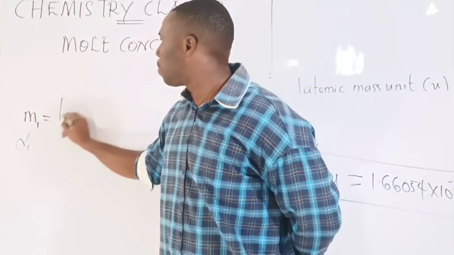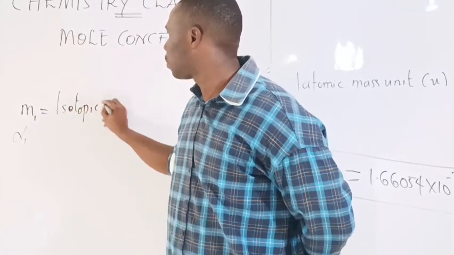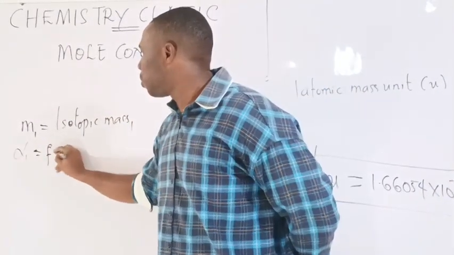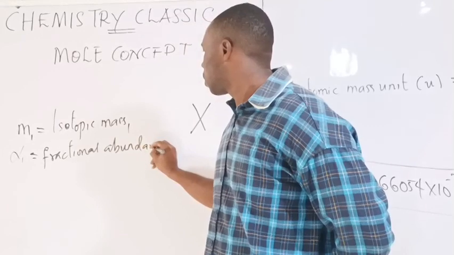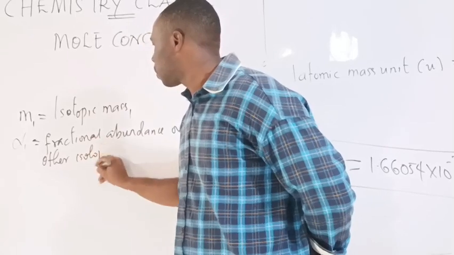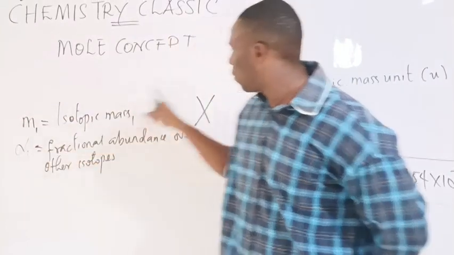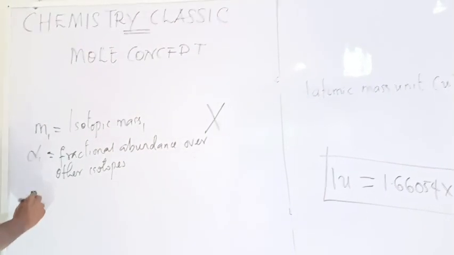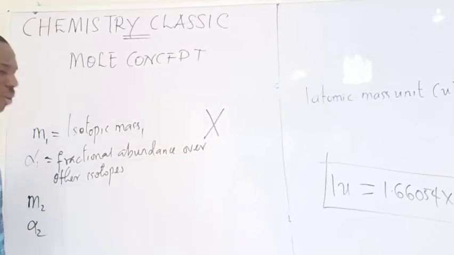So this is the isotopic mass of the first isotope, and this is its fractional abundance over other isotopes. This product, this and this, defines the first isotope. Now, of course, I could have several of them. So I could have M2, the second isotopic mass, with its fractional abundance, and this will continue on and on like this.